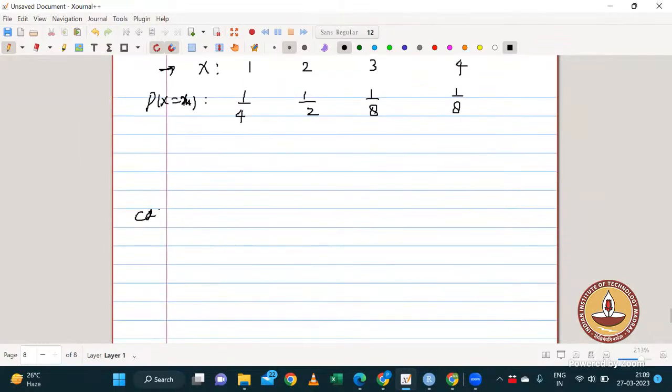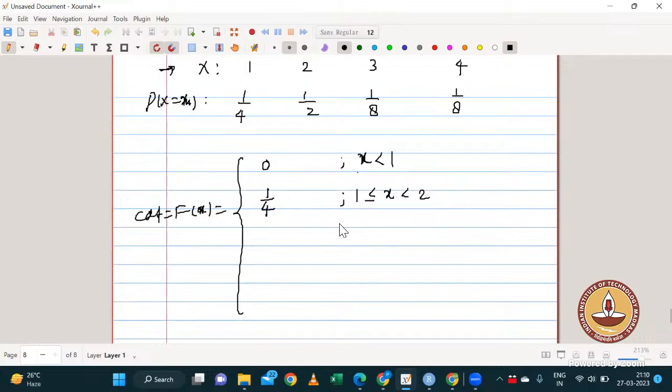So the CDF is basically F of x, or F of a. We have to consider all the points. Suppose this is x. What is the probability x will take before 1, if x is less than 1? 0, because x is taking values from 1, right? Correct. Now, what is the probability when x takes values from 1 and before 2? 1 by 4.